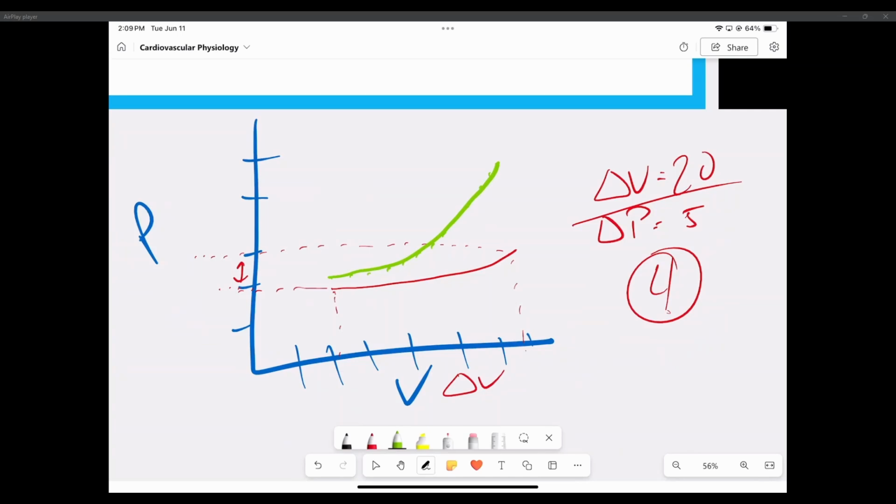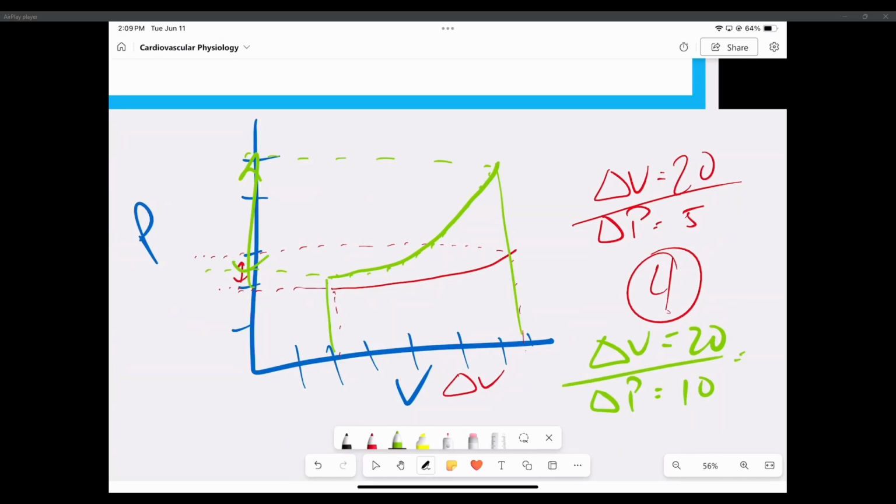Now look, still 20, but let's look at the green difference now. Let's say this change in pressure, we have a bigger swing. Let's say it's 10 now. That change in pressure. What happened to our compliance here? Where is it now? 2. It's gone down. So we want our compliance to be high. It's the ability to have large volumes of blood with minimal changes in pressure. That's compliance.